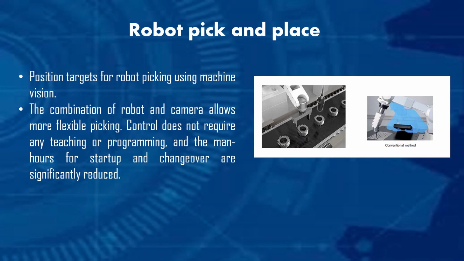Next is robot pick and place. Position targets for robot picking using machine vision. The combination of robot and camera allows more flexible picking. Control does not require any teaching or programming, and the man-hours for startup and changeover are significantly reduced.